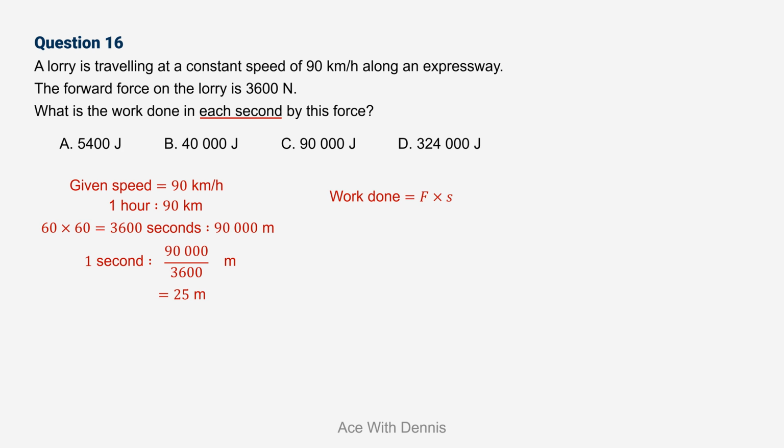Now I want to find the work done for every second, so it will be F times S, where the force given is 3,600 newtons, and the S is 25 meters. So we calculate, we get 90,000 joules. Hence the answer is C.